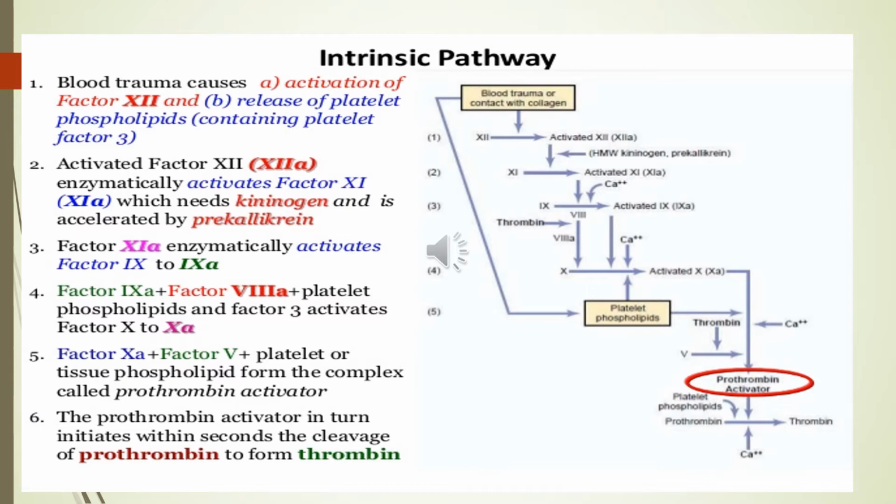Okay, here is the intrinsic pathway. You can see where it's talked. Step one, blood trauma causes A, activation of factor 12, B, release of platelet phospholipids containing platelet factor 3, and you can see where it walks you through the steps with it, and it takes you down to the formation of thrombin. This is taking you from the injury down to the formation of thrombin.